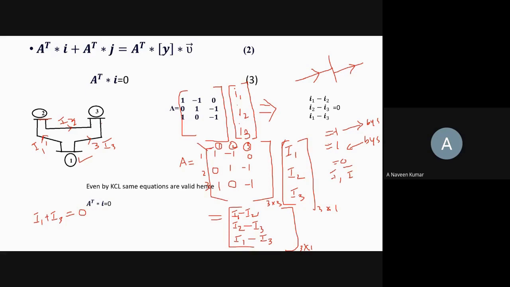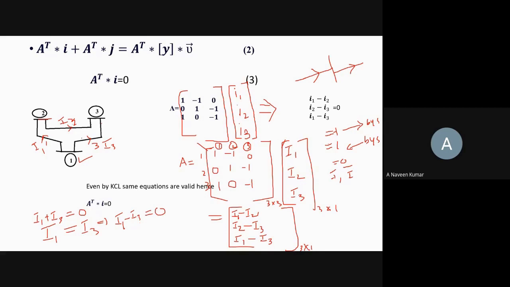Similarly, bus number 2. Minus I1 plus I2 is equal to 0. See, this is entering, this is leaving. I can write I1 is equal to I2. Entering is equal to leaving. Right or not? For bus number 2, or otherwise this equation we can write I1 minus I3 is equal to 0. Right or not?